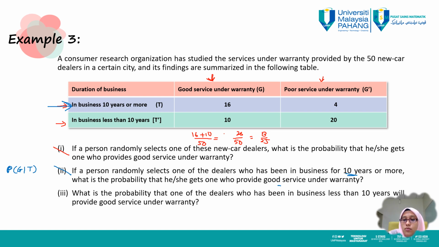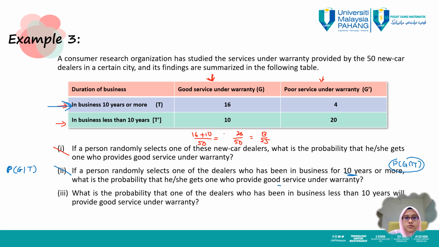Many students confuse this one. Why is this question not P(G intersect T)? For an intersection, we have a keyword, which is "and", but in this question there is no word "and". That means we are going to find P of good service given a warranty of more than 10 years.